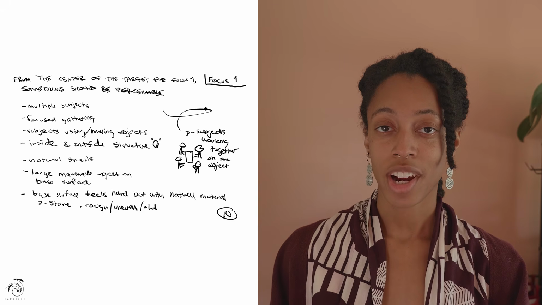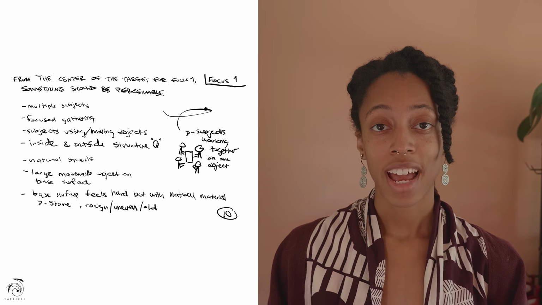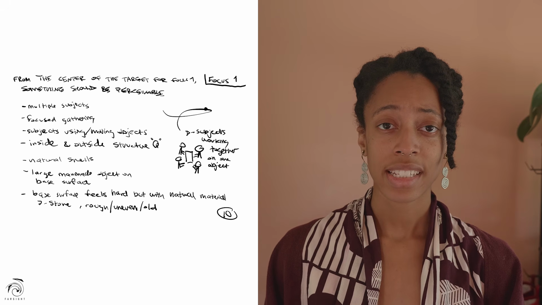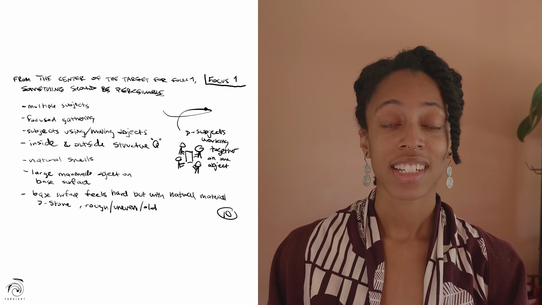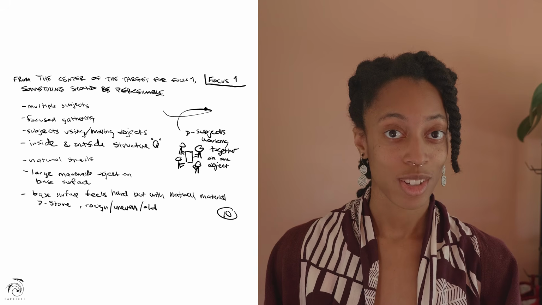Moving to the center of the target for focus 1, I perceived multiple subjects, a focused gathering, and these subjects are using or moving objects. I'm deducting that these subjects are working together on one object. I see activity inside and outside of a structure that I'm labeling structure Q.